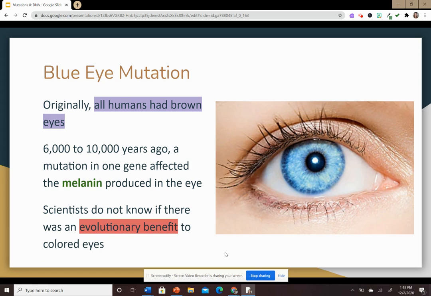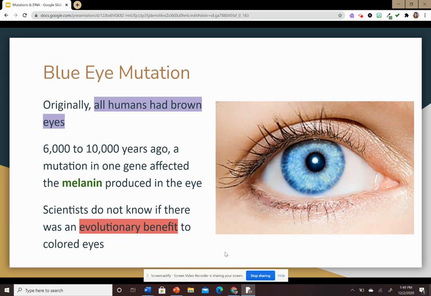So, of course, we've talked about this one, the blue eye mutation. Originally, all humans had brown eyes. But then, like 6,000 to 10,000 years ago, there was a mutation in just one person. And this one gene that was mutated affected the melanin produced in the eye, right? Blue eyes, it just means there's a lack of melanin, right? Everyone had brown eyes.